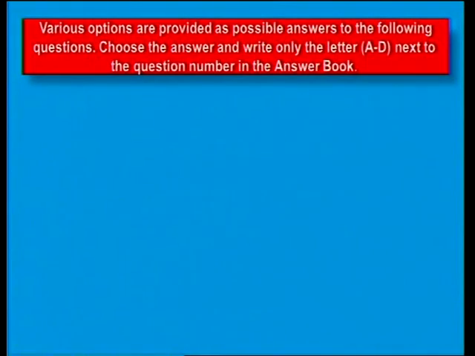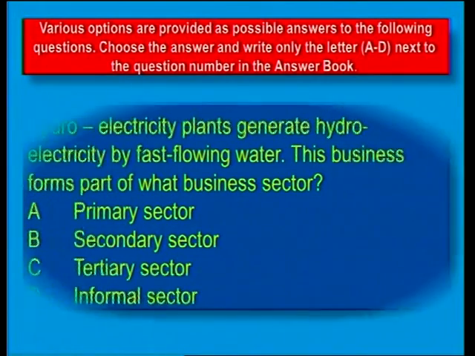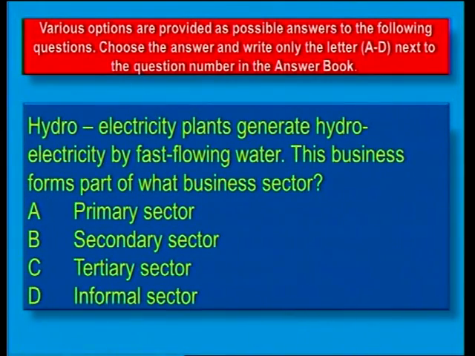The next question, Leicester, is: hydroelectricity plants generate hydroelectricity by fast flowing water. This business forms part of which business sector? A, the primary sector, B, secondary sector, C, tertiary sector, D, informal sector. And Melanie, the clue here is the word generate. They generate electricity by using fast flowing water, and that we call hydroelectricity.